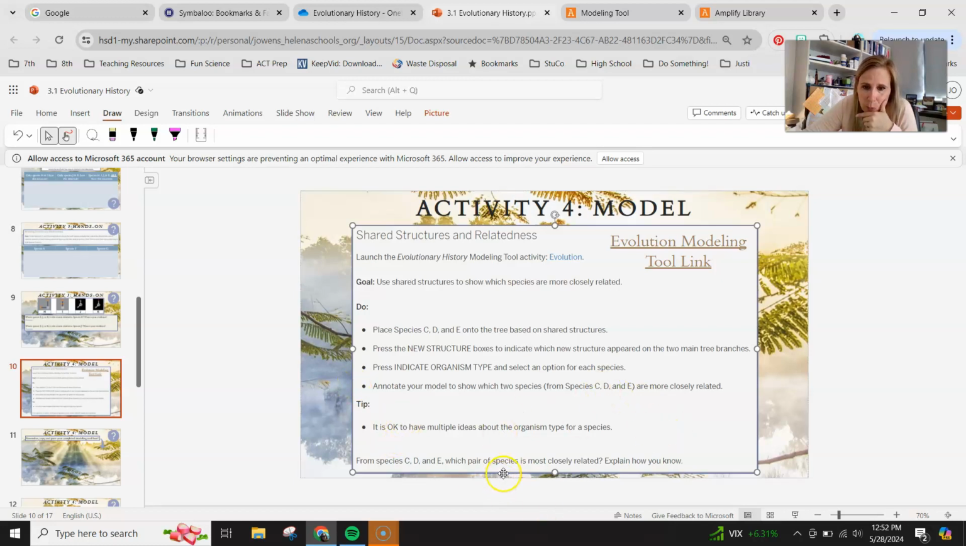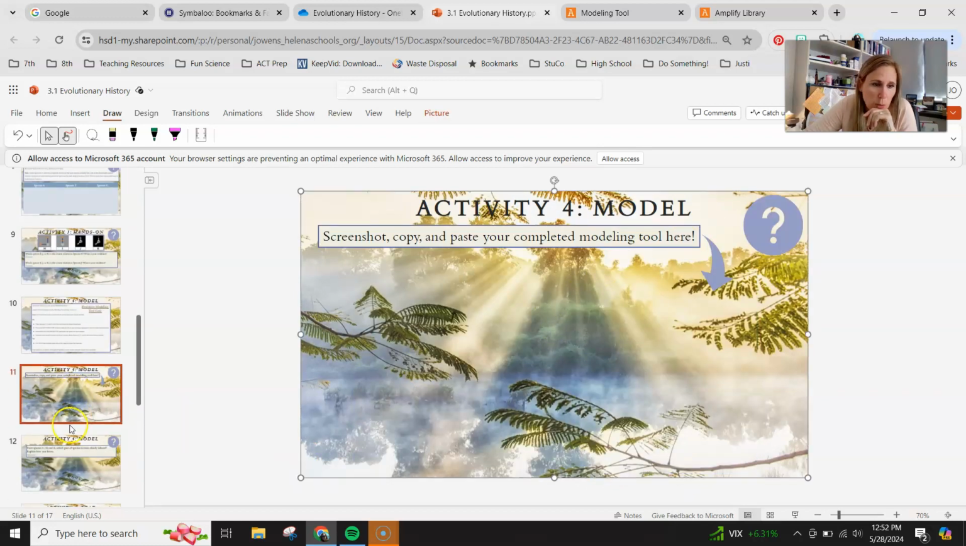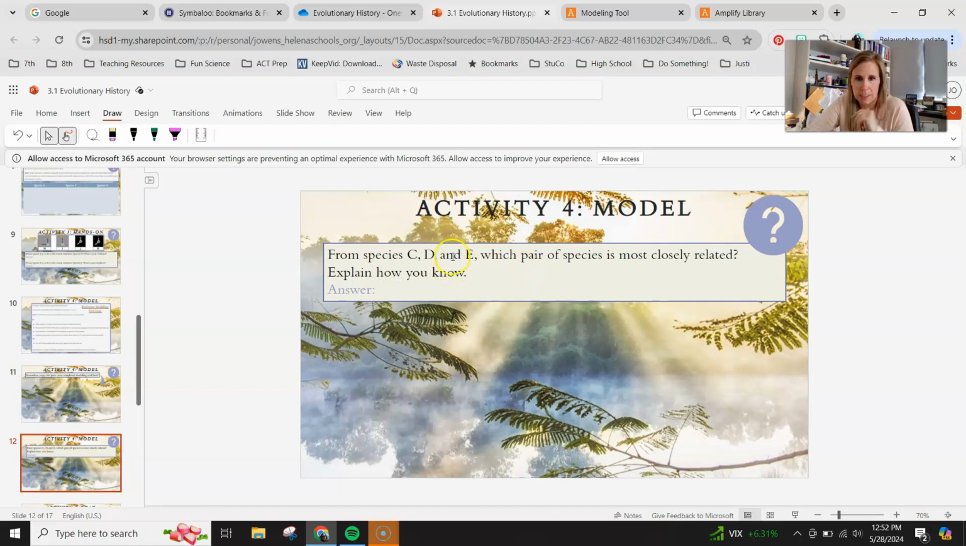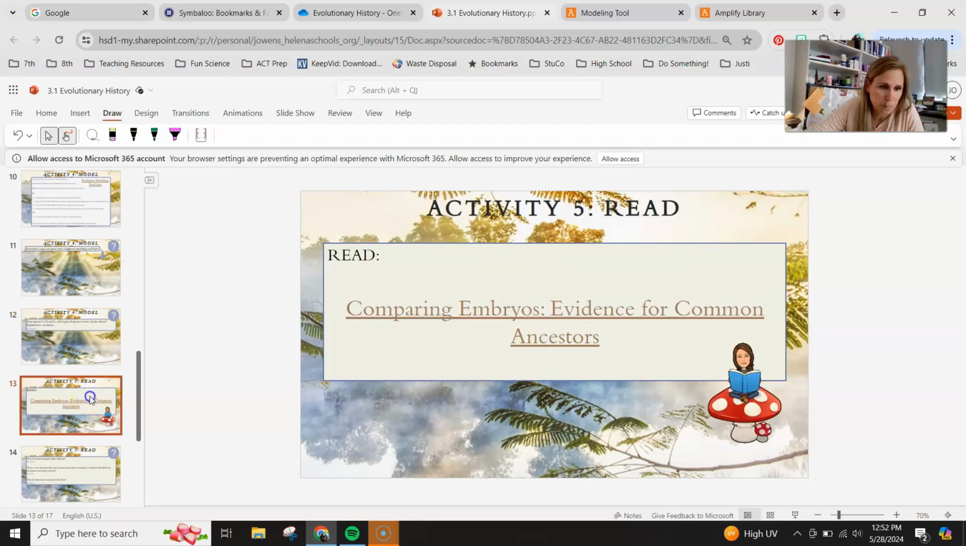From species C, D, and E, which pair of species is most closely related? Explain how you know. So screenshot, copy, and paste your completed modeling tool here. And then from species C, D, and E, which pair of species is most closely related? Explain how you know. Use some direct evidence, like what body structures do they share? What do they have different? Those kinds of things. Answer that question here. Okay, go ahead, take a second, pause this video, complete through slide 12, and when you're done, come on back.